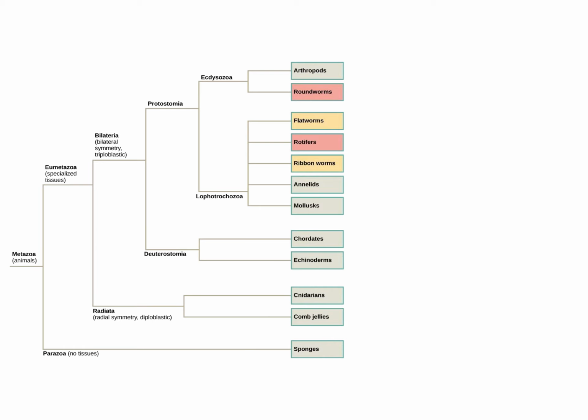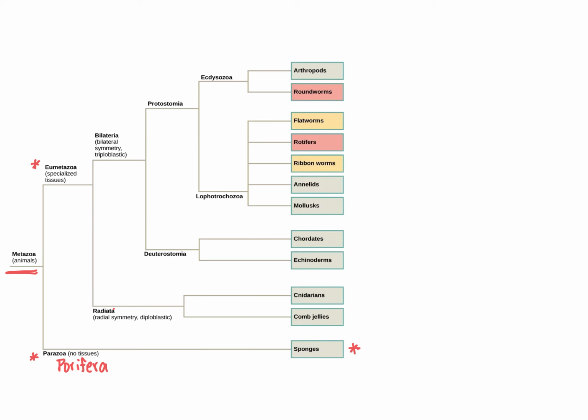So if we start on the left here, we can see that we have the metazoa, which are basically all animals. And then we can take all animals and first divide them into animals that have specialized tissues, called the eumetazoa, and the animals that do not have specialized tissues. These animals that don't have specialized tissues are called parazoa. You'll also see the term porifera used for these organisms. And if we follow the line, we can see that these are the sponges. Sponges are invertebrate animals that live in the sea.